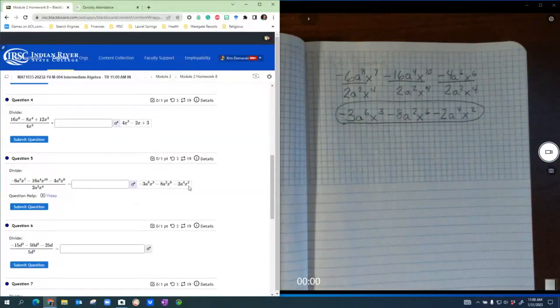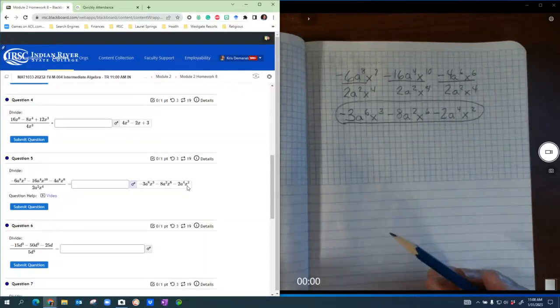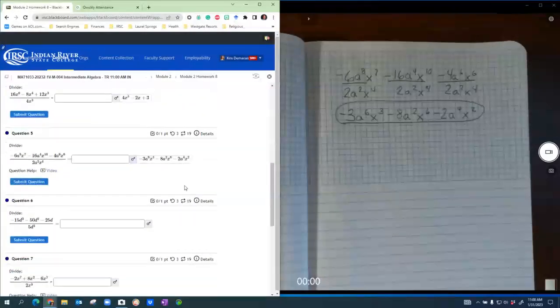I want you to understand that this is almost like factoring out a common factor, a GCF. All right, so it moves very quick.